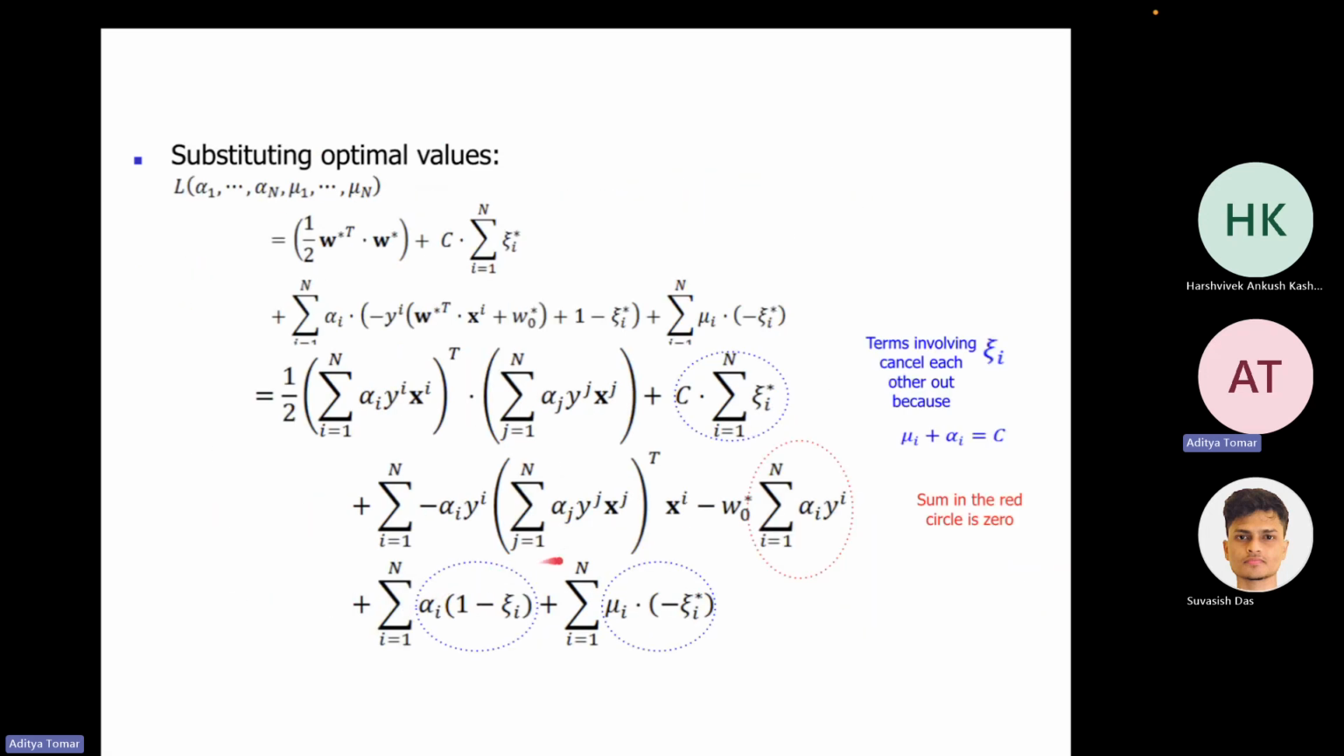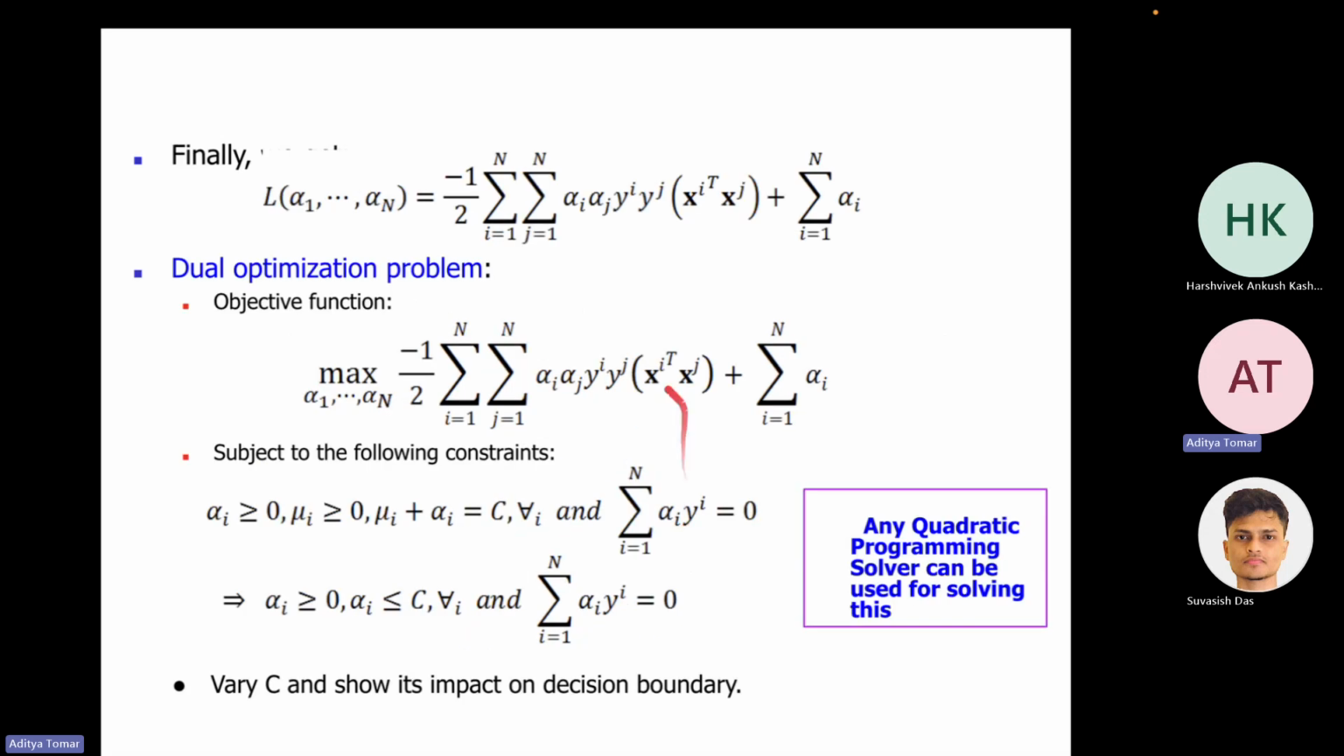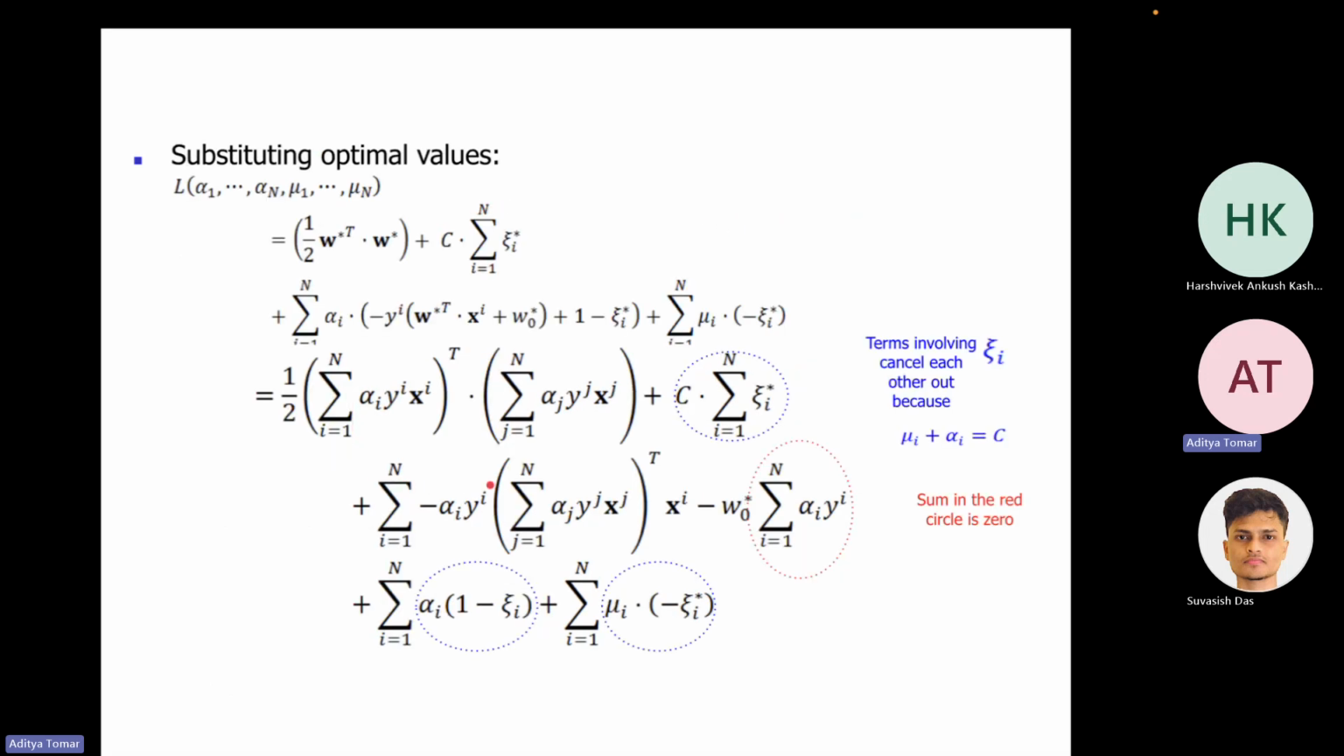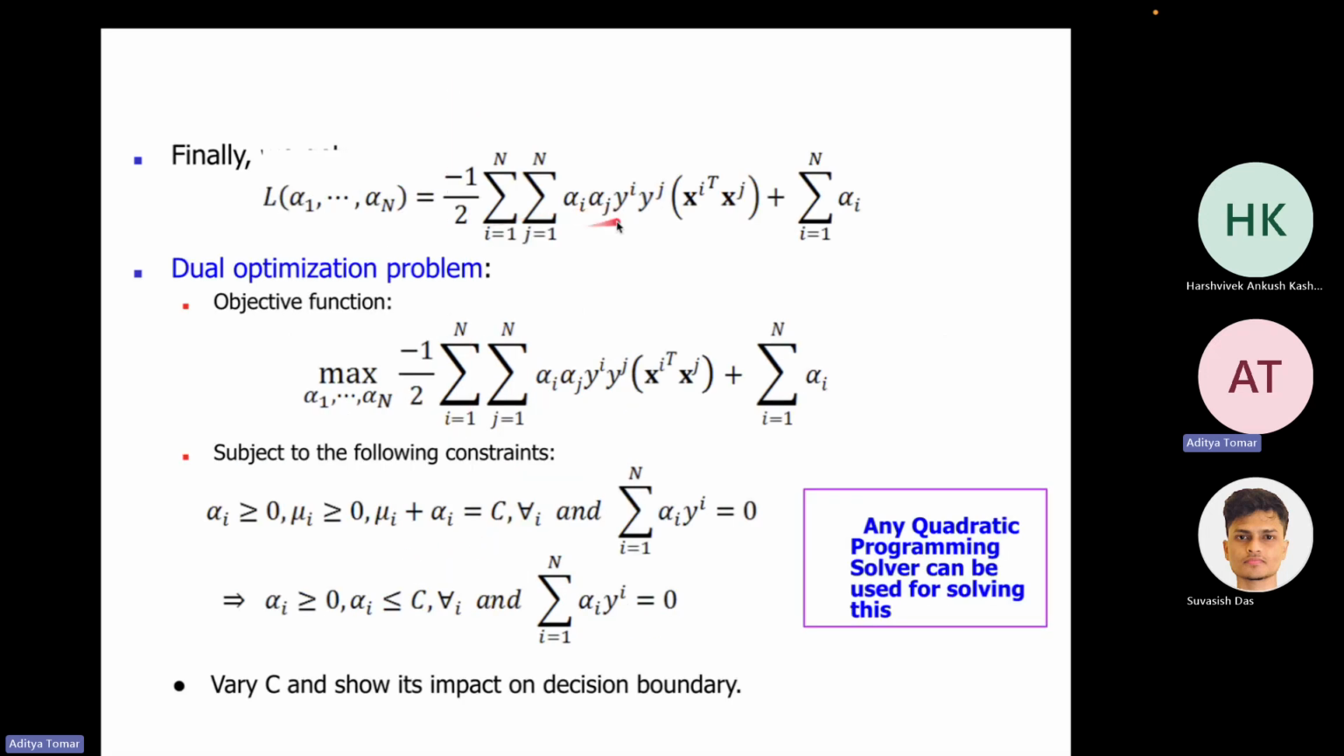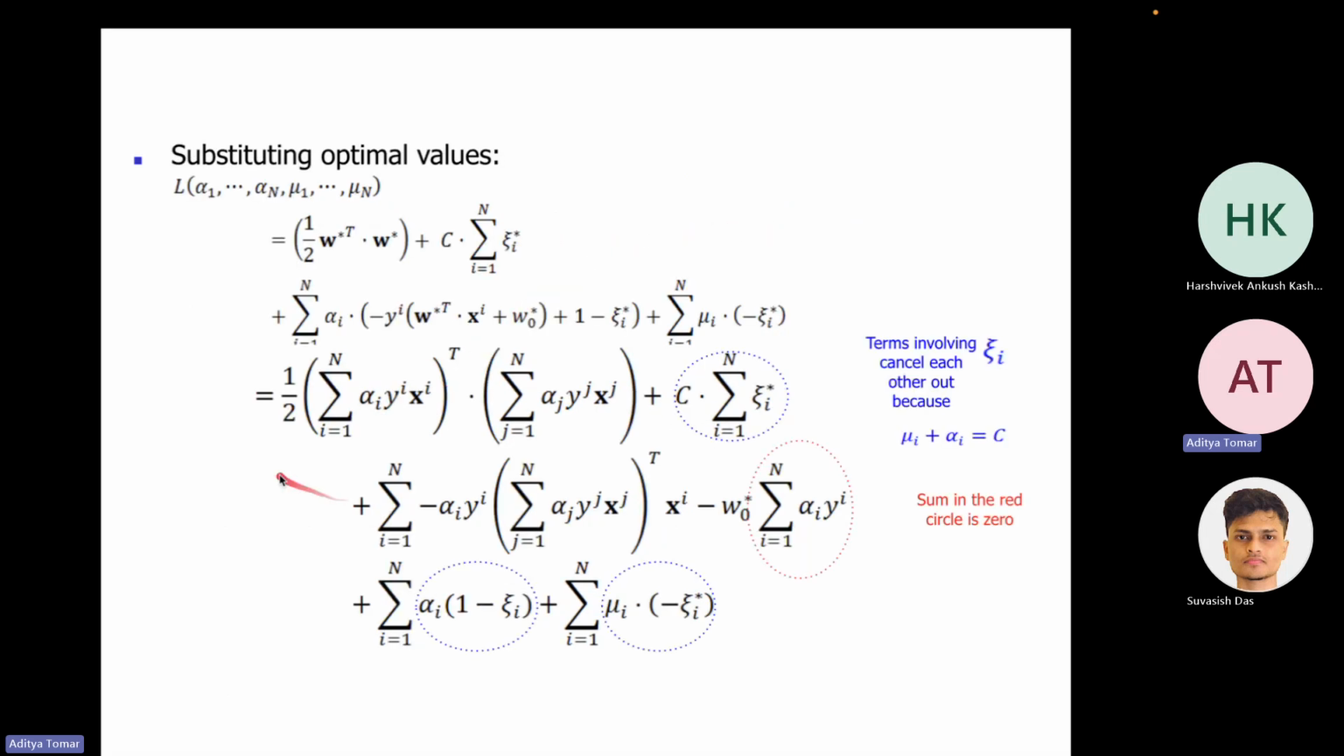Now if you try to merge these two things, this is half into W transpose W, and this is summation of alpha i yi W transpose xi. If you merge these two, you will get minus half into summation of alpha i, alpha j, yi, yj, xi transpose xj. You can try to solve this on your own, because if you multiply this, you will get alpha i yi alpha j yj xi transpose xj, and there is a half here, and this is minus 1. So the culmination of these two terms is minus half, alpha i, alpha j, yi yj, xi transpose xj.